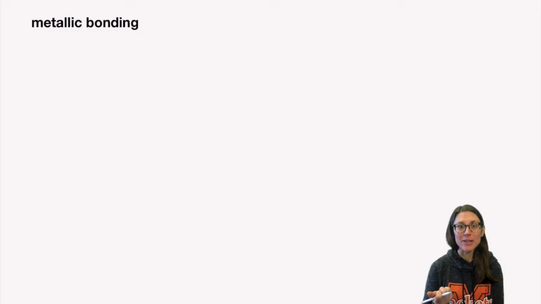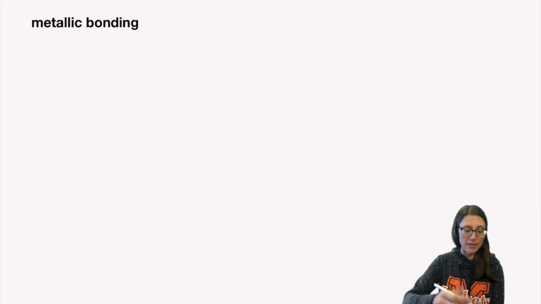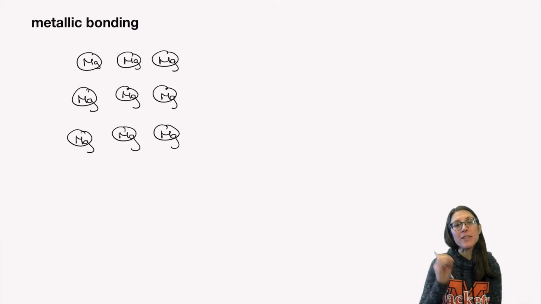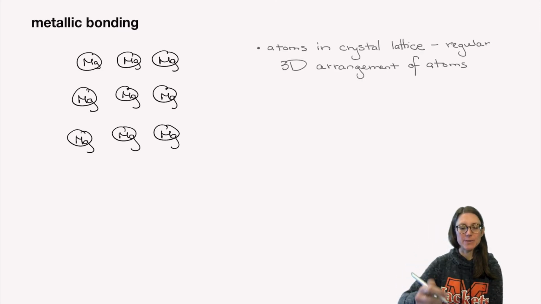Okay, metallic bonding. When we talk about a metal, you just have a whole bunch of atoms of that metal. So if I have something like magnesium metal, a piece of magnesium ribbon, that's a whole bunch of Mg atoms all grouped together. And so if I wanted to draw a picture, I might draw something like this. Now, these metal atoms are actually arranged in a crystal lattice. And a crystal lattice is a three-dimensional regular arrangement of atoms.